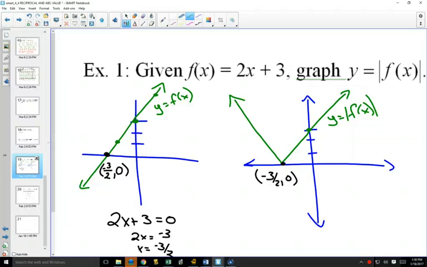Now, this question could have been done using transformations, right? If I actually put f of x into the equation, can you see that the equation of this graph is the absolute value of 2x plus 3? What's your parent function? The absolute value of x. What transformations have happened? What does the 2 do? Multiplies the x by 1/2, a horizontal compression. What does the 3 do?